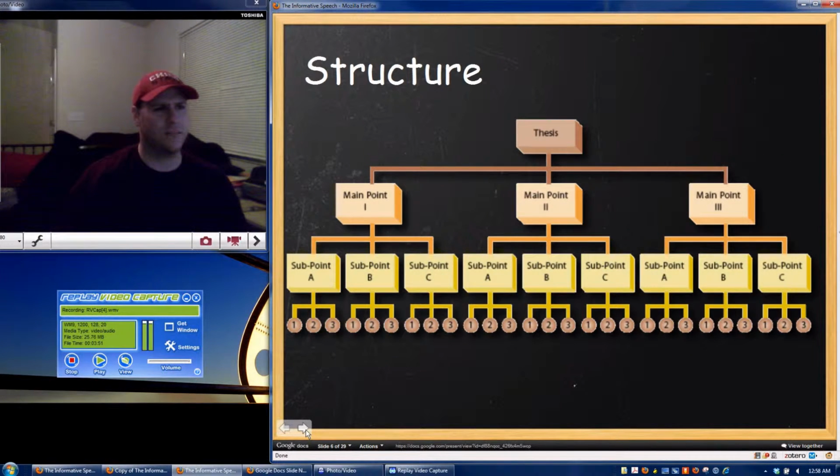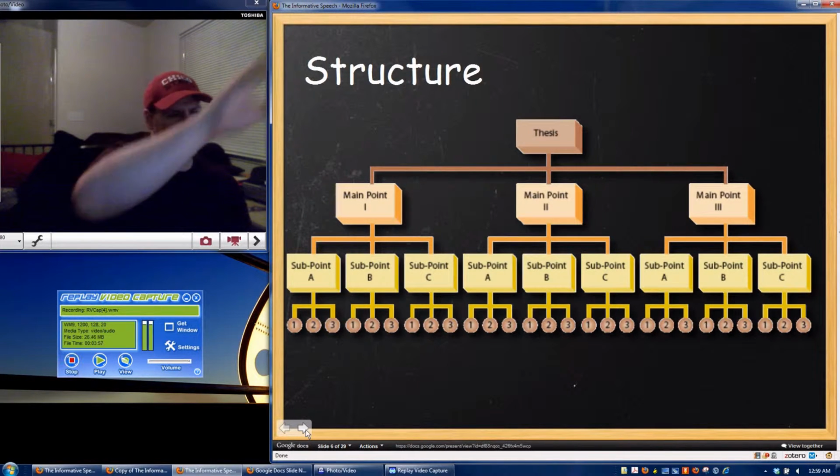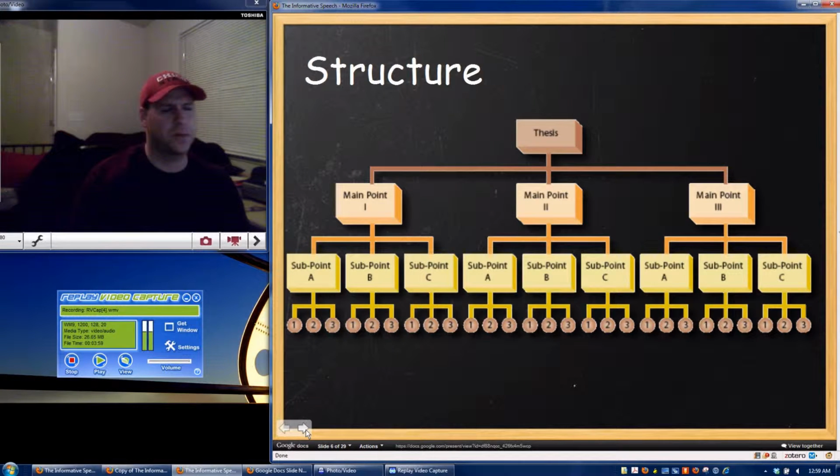Alright, so let's look at the basic structure of an informative speech. As you can see, up here at the top we have the thesis, which is actually the introduction of your speech. Once you get past the thesis, you're going to move into a series of main points, and underneath each of those main points, you're going to have some subpoints that help build the structure together. Once you do all this, you'll summarize everything you talked about, conclude strong, and that's all there is to it. However, let's go a little more in depth than that.